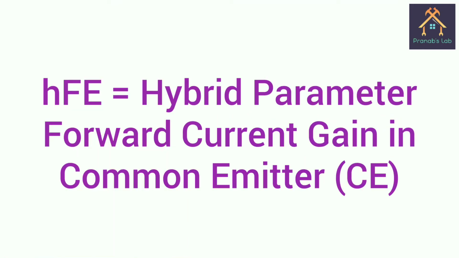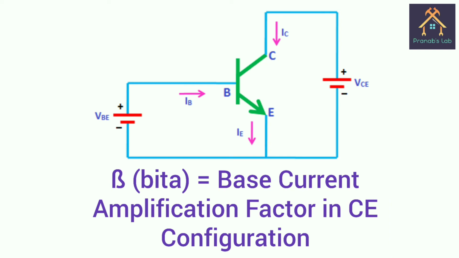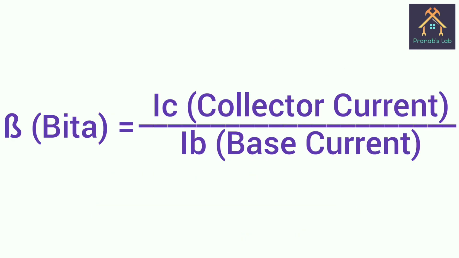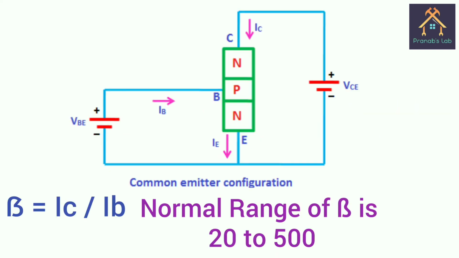The full form of HFE is hybrid parameter forward current gain in common emitter configuration. Actually, this is the beta of the transistor, that means the base current amplification factor in common emitter configuration. In short, we can say this is the ratio of collector current to the base current and its normal range should be between 20 to 500.